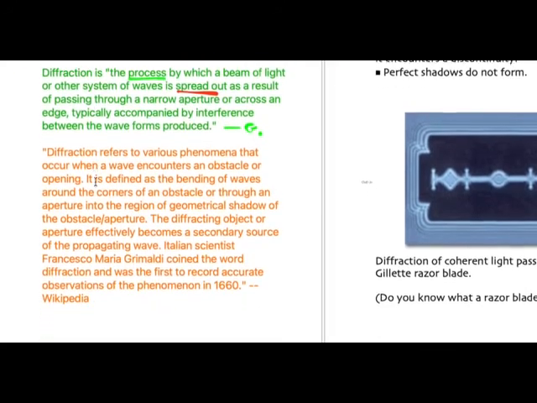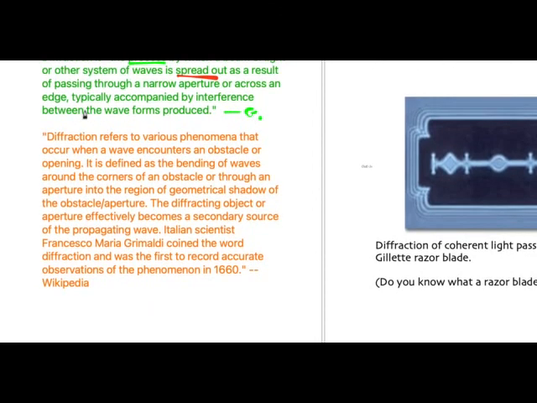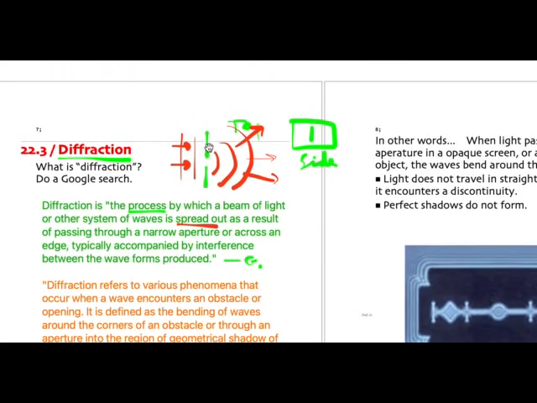Here's another, that same Google search will produce probably thousands of hits. Here's another hit from Wikipedia. Diffraction refers to various phenomena that occur when a wave encounters an obstacle or opening. It is defined as the bending of waves around the corners of an obstacle or through an aperture into the region of geometrical shadow of the obstacle or aperture. So I've drawn here the shadow of the screen.